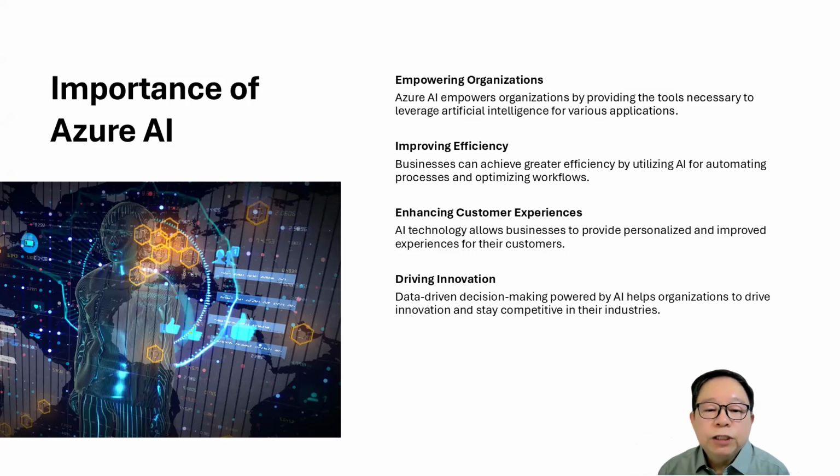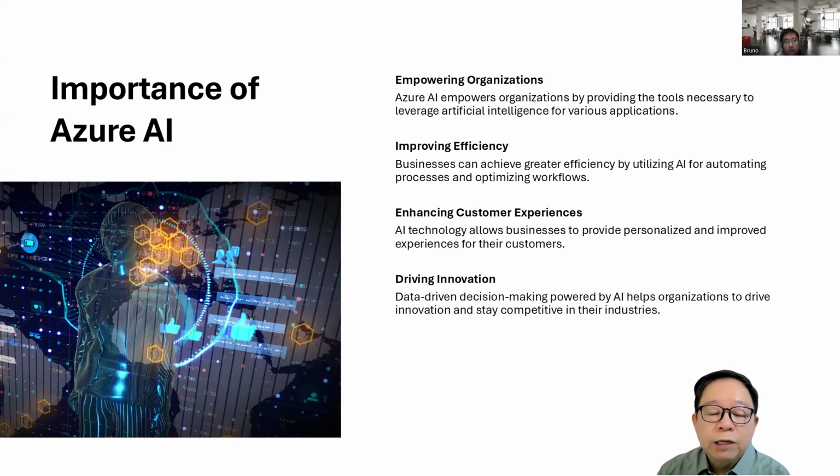It can improve efficiency because businesses can have greater efficiency by utilizing AI for automation. Okay, yeah. So there are two keywords here. One is the automation of the process. The other is optimizing the workflow, so that you are able to find the best path. We call it the workflow for your business. AI can allow businesses to provide customizable and improved experiences to customers. We did mention that by using data, we can create data-driven decision-making power. With AI, you can help entrepreneurs to drive innovation and stay competitive.